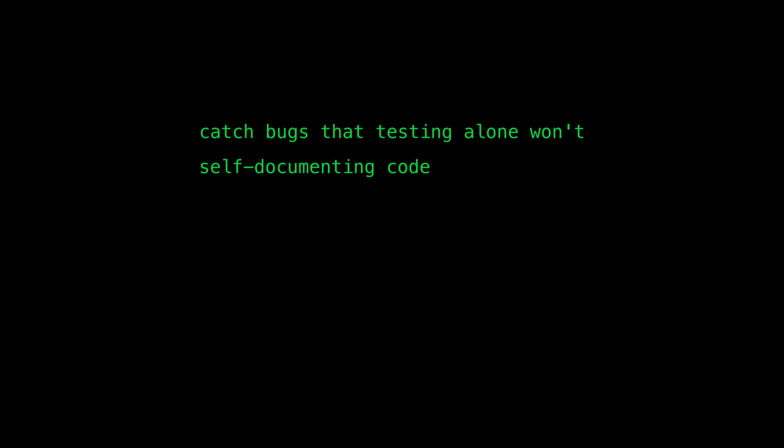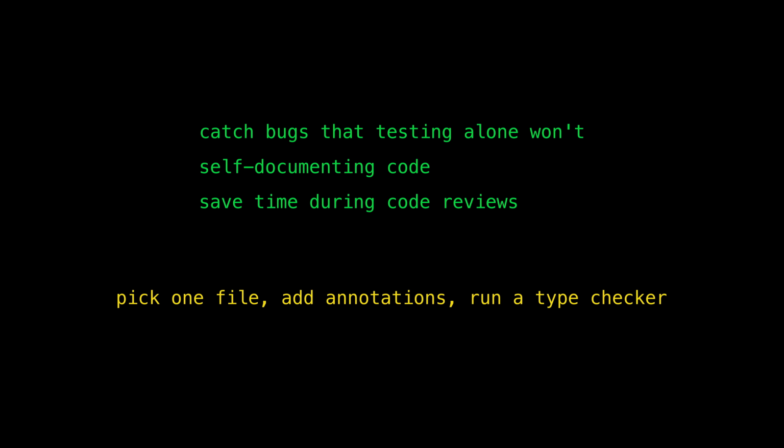Today we covered the essential ideas behind typing in Python. Whether you're building an API, a data pipeline, or a machine learning model, static typing will catch bugs that testing alone won't, making your code self-documenting and saving you and your team time during code reviews. If you're not using type hints yet, start today. Pick one file, add annotations to its function signatures, and run a type checker. You might be surprised by what it finds.